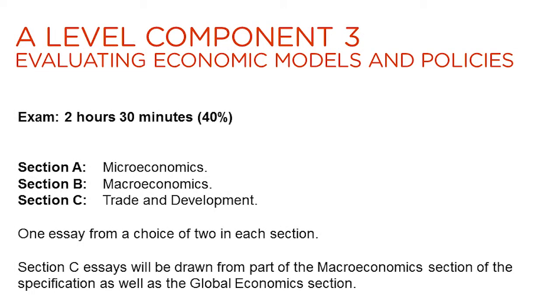Paper 3 is an essay paper, and candidates are required to complete 3 essays. The paper is divided into 3 sections. Section A, Microeconomics, Section B, Macroeconomics, and Section C, Trade and Development. Candidates are required to choose one essay from a choice of 2 in each section.